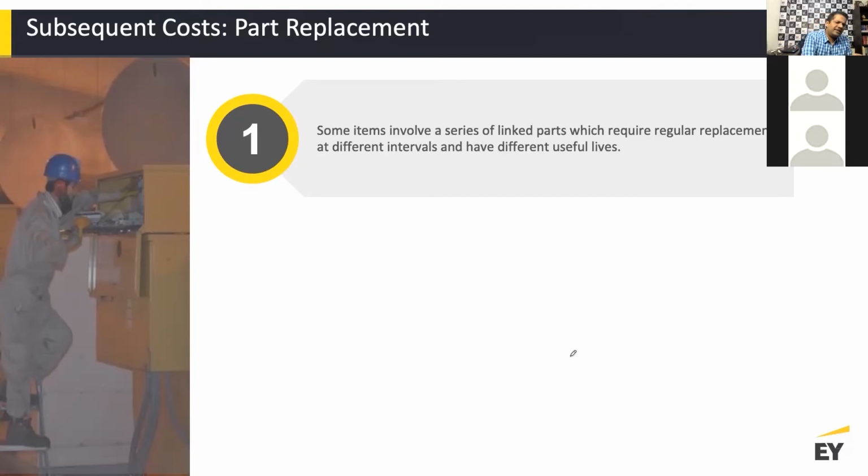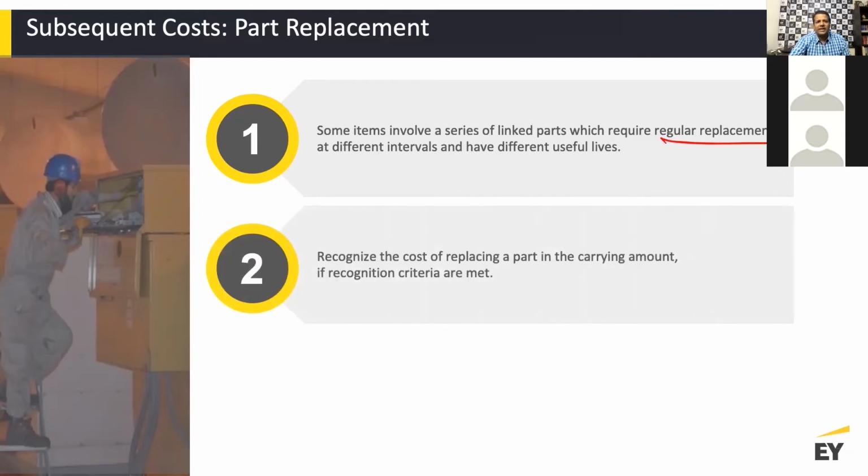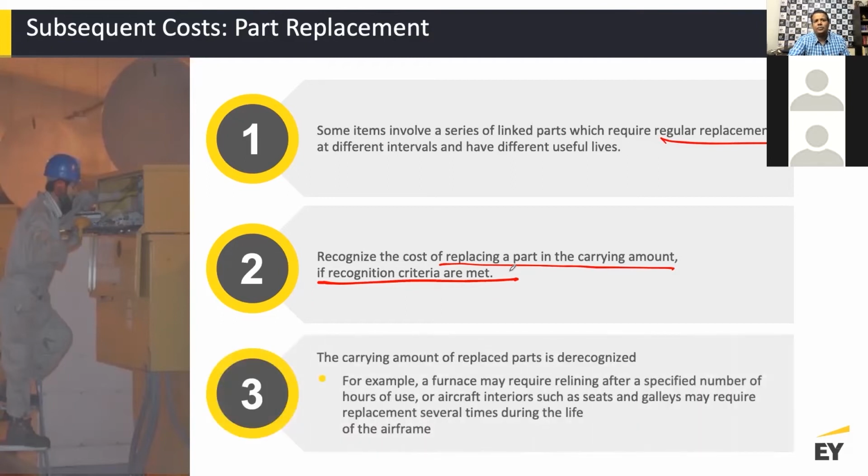Now we're going to look at this as a replacement cost. Some items involve a series of linked parts which require regular replacement at different intervals and have different useful lives. How do I deal with this? Recognize the cost of replacing a part in the carrying amount if recognition criteria are met. What are the recognition criteria? That the cost is reliably measurable, and there is an economic outcome which has been achieved by doing this replacement, or it is valuable from an organization standpoint.